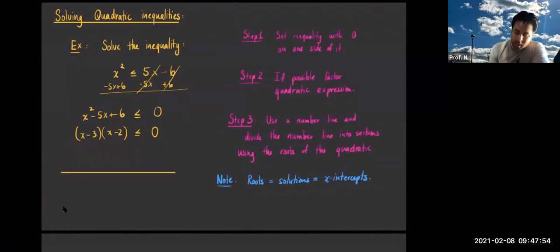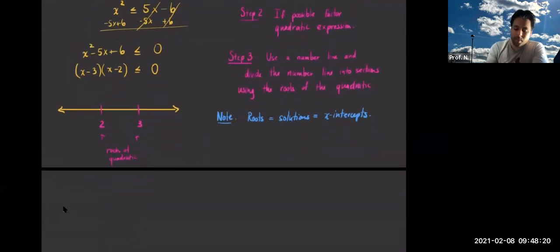So we're going to say, hey, number line, I'm going to split it up into sections using the roots. Do you see that? So 2 and 3 are the roots, the solutions, roots of the quadratic. Does everybody follow me? Now, what we're going to do is select what are called test points. So step number 4 is use test points from each interval.